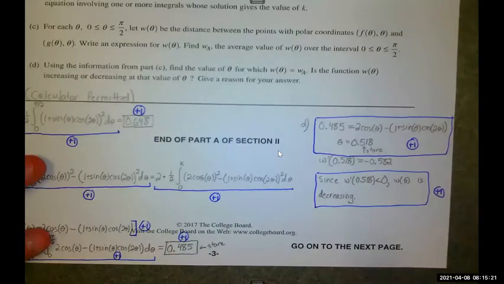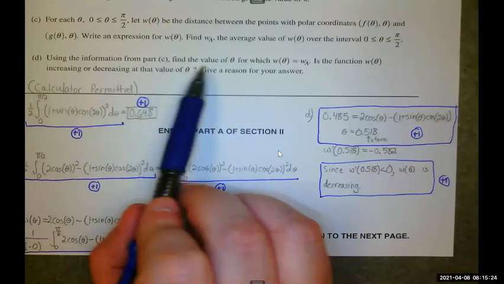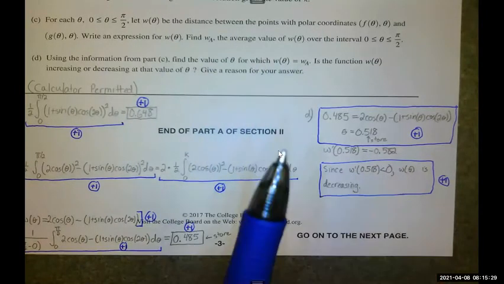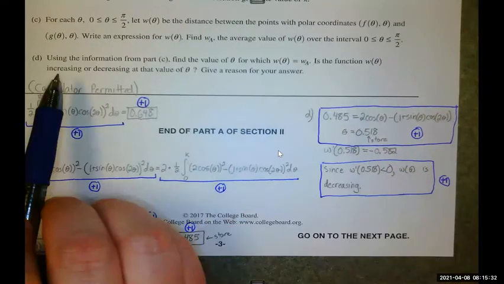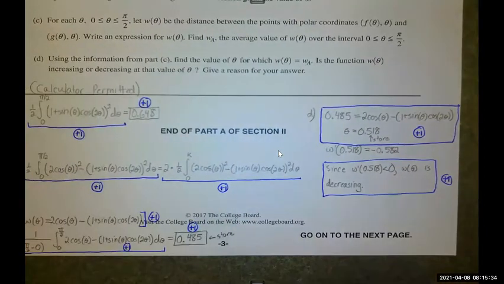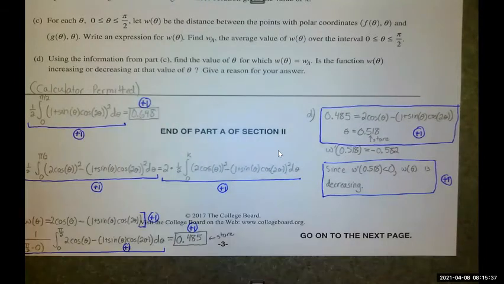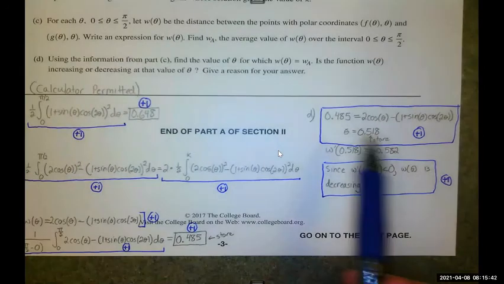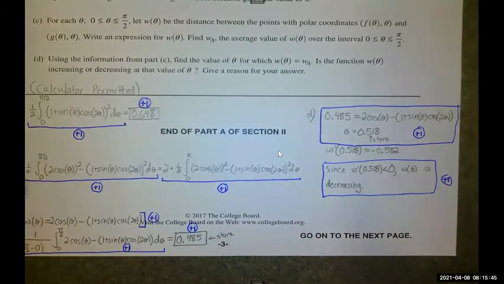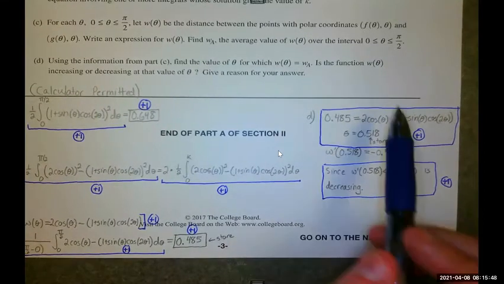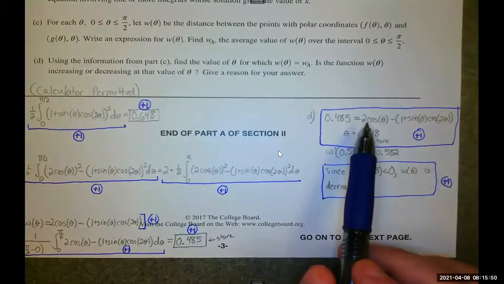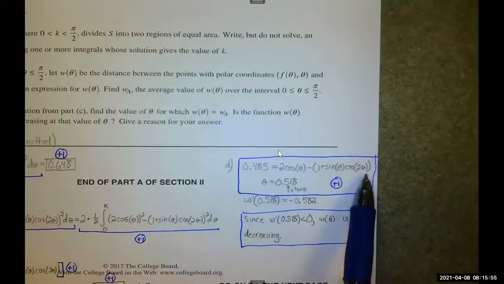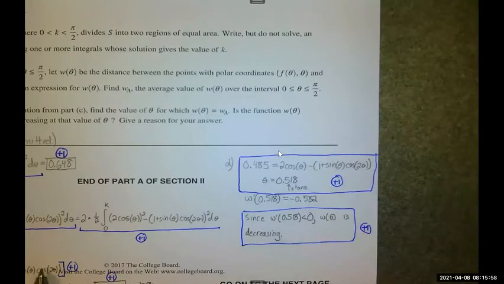Anyway, part D. Using part C, find the value of theta for which W of theta equals W sub A. Is this function W increasing or decreasing? Well, we know a function is increasing or decreasing when its first derivative is positive or negative, respectively. So that's going to be our reasoning. The question is, which is it? Well, in order to figure that out, we actually need to know the value of theta where this is true. So we want the average value, which we got from part C, to be equal to W, the equation that we also wrote in part C.